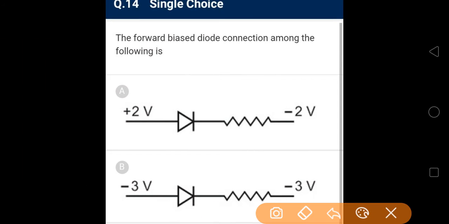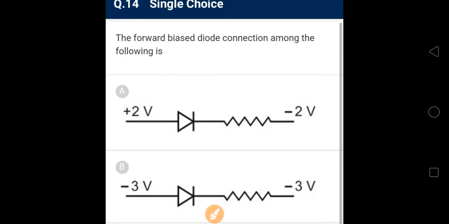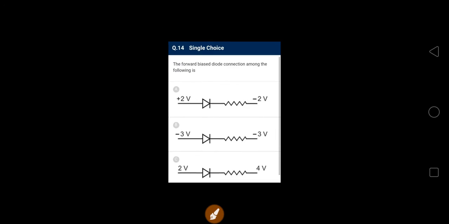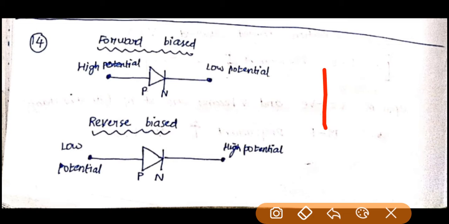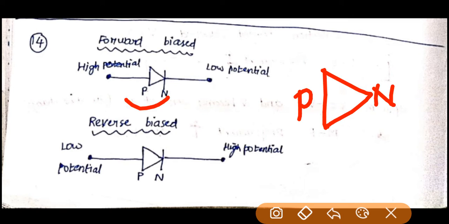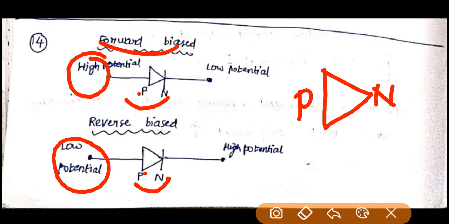Next question. We have to find the forward biased diode connection among the following. Whenever you need to find the forward bias connection, what's the concept? You know that the arrow mark always points from P to N, P to N. P should be at the high potential, then it is forward biased. If P is at the low potential, then it is reverse biased.